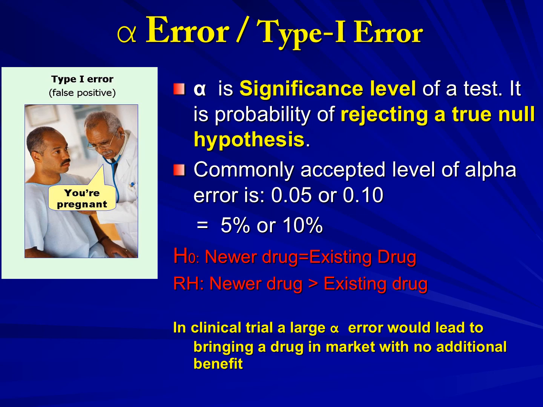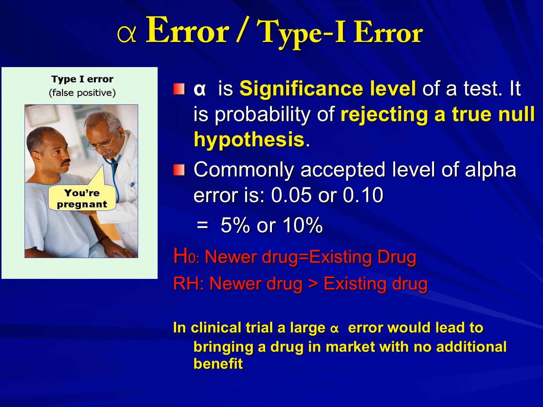Now let's take another example to understand the type 1 error or alpha error. Suppose you are doing a clinical research study on two drugs. One is an existing drug and the second one is a newer drug on which you want to conduct research. Now in this case, your null hypothesis is the efficacy of the newer drug is equal to the efficacy of the existing drug.